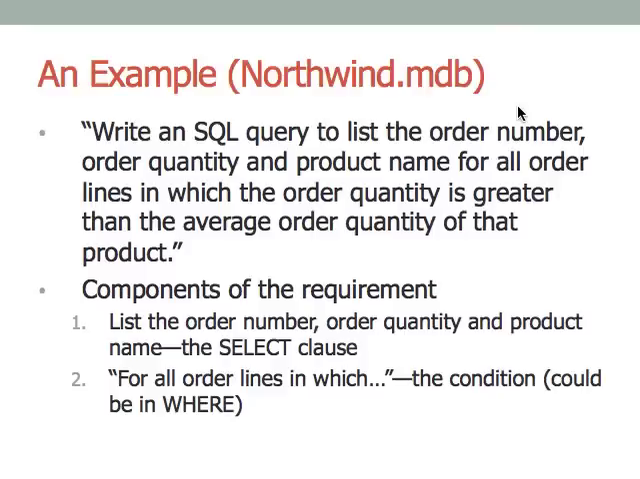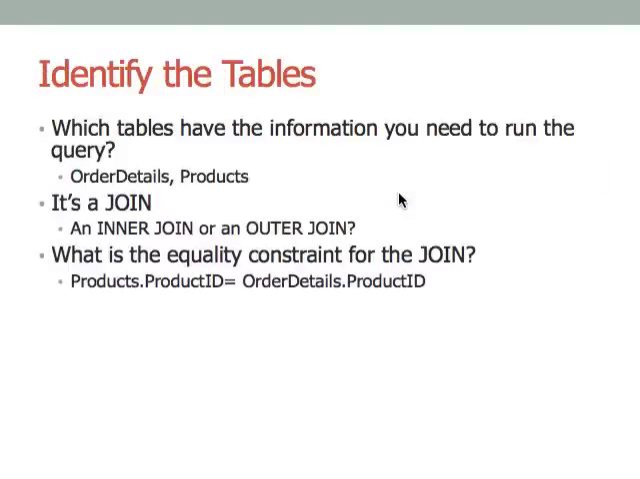Let's go back to the query. Order number, quantity, and name, product name. All of these things are available in order details and product linked by the product ID. So let's look at what the join will do for us. First question, what kind of join? Do we need an inner join or an outer join?